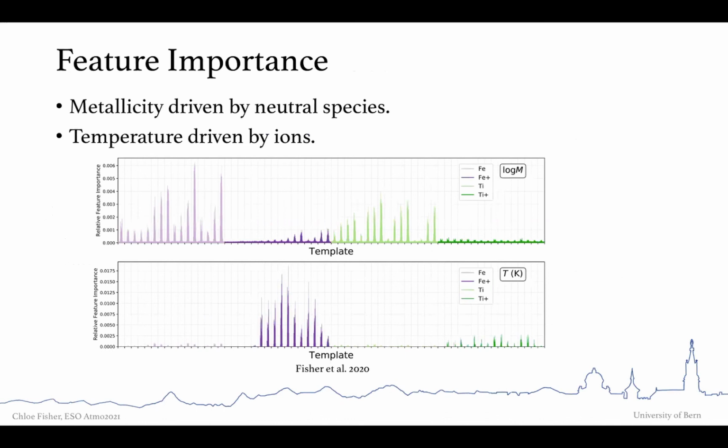And again, if you look at the feature importance, you see that for temperature, it's all being driven by this Fe plus. And the feature importance is not related to the data, it's just for the models. So ignoring the fact that you have loads of Fe plus in Kelt-9, for the models, Fe plus is telling you what the temperature is. And maybe it's a little bit intuitive: as your temperature goes up, more of your species ionize, and then you could use the abundance of those ionized species to tell you what the temperature is. And then vice versa, you've got the neutrals telling you what the metallicity is.